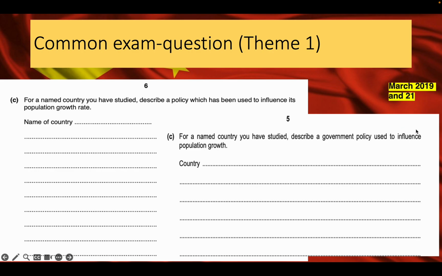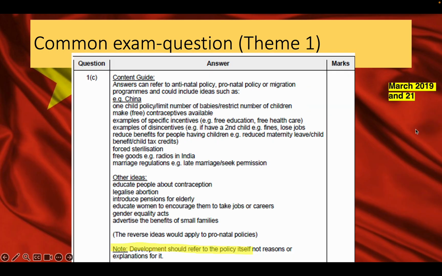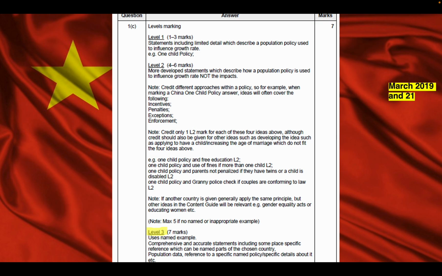So exactly the same wording here. So here's looking at the mark scheme. A lot of these we have mentioned already, but you can also add to your list as well. So be careful with these types of questions. Development should refer to the policy rather than the reasons or explanations for it. Of course, it's important just to refer at the start of your answer to why this policy was introduced, but that shouldn't be the main bulk of your answer here.